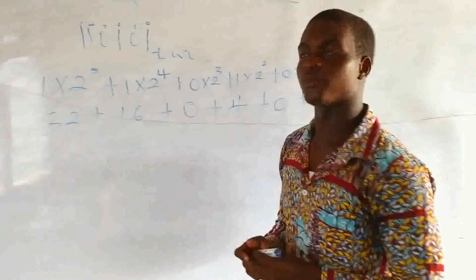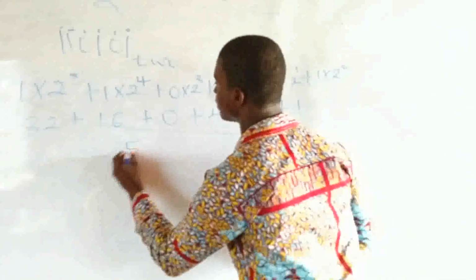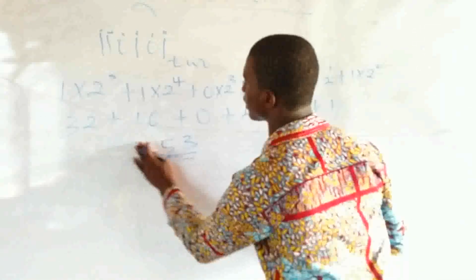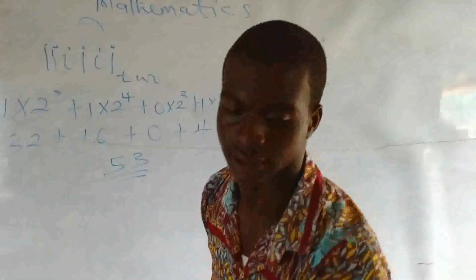And so if you have 32 plus 16, it will be 48. 48 plus 4 will give you 52. 52 plus 1 gives you the answer, 53. And so that is the answer for our second question. So we'll be starting with our third question.